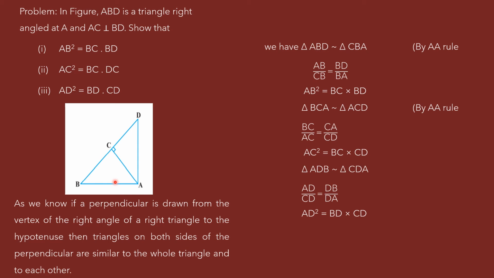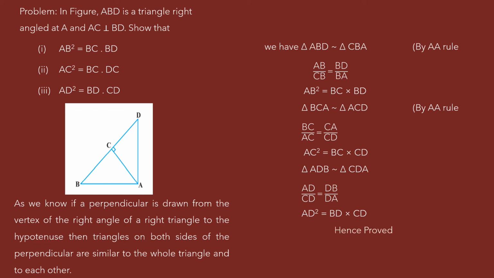To prove these type of equations, we have to use the result we learnt in the last class. For now, only this result we can use. If a perpendicular is drawn from the vertex of the right angle of a right triangle on the hypotenuse, then triangles on both sides of the perpendicular are similar to the whole triangle and to each other. This is a very important result to solve these type of problems. I hope it is clear.